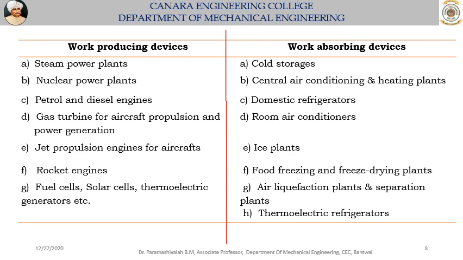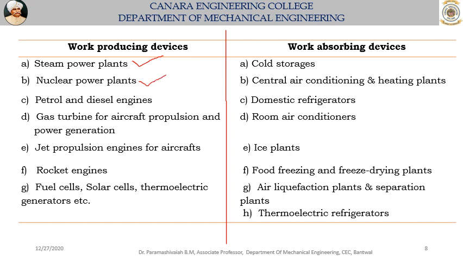Take the steam power plant. It produces power. It absorbs energy, maybe in the coal. When you burn the coal, heat is liberated and that heat is used to generate steam in the boiler. Then that steam is used in the turbine to convert into work, thereby generating electricity. So it is a power producing or power developing machine. Steam power plants and nuclear power plants are power developing.